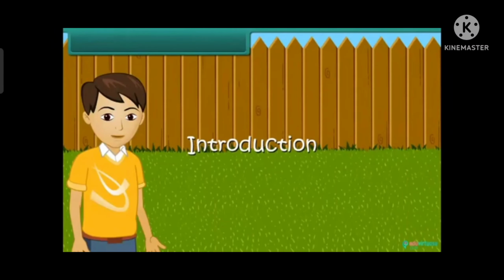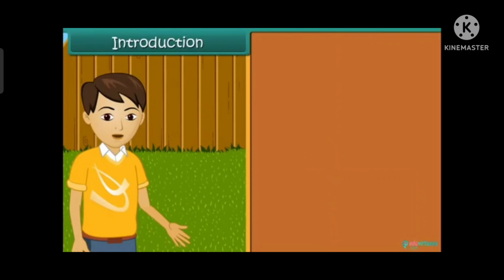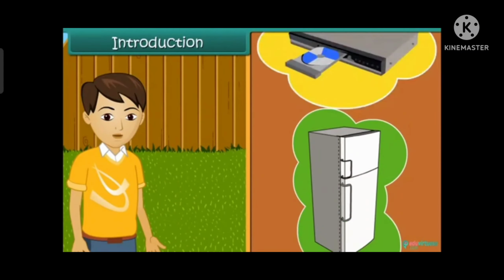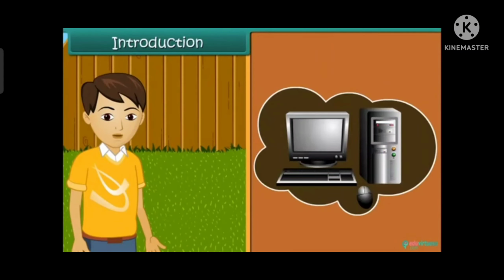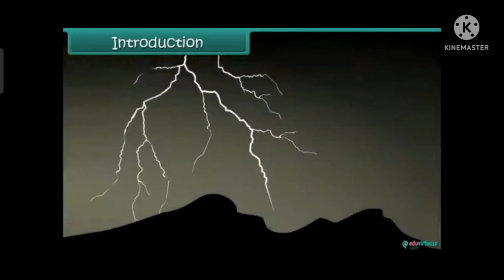Hello friends, what do we need to run our television set, refrigerator, DVD players, video games, computer and fax machines? Yes, it is electricity. Electricity has always been around because it naturally exists. Lightning, for instance, is simply a flow of electrons between the ground and the clouds.